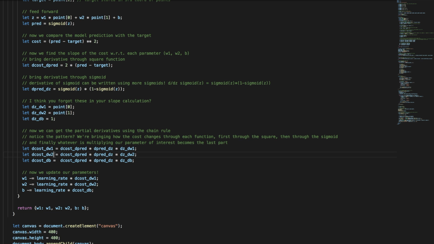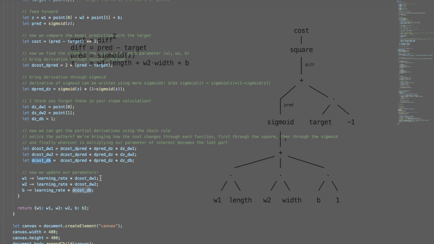So we do the same thing for W2. We say, how does the cost change when W2 changes? Well, that's how the cost changes when the prediction changes, times how the prediction changes when z changes, times how z changes when W2 changes. And now we do the same thing for B. How does the cost change when B changes? Well, it's going to change by how the cost changes when the prediction changes, times how the prediction changes when z changes, times how z changes when B changes. So these are our updates.